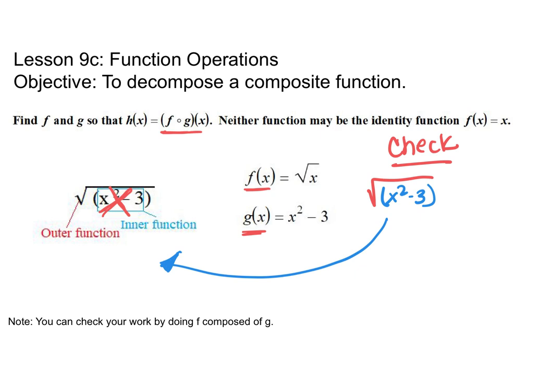Now, sometimes you might end up with different functions when you break it apart, and you'll still get the right answer. Because as long as the function is not the identity function, f of x is equal to x, and you can compose f of g, and you'll return back to the original, you have done the problem correctly.